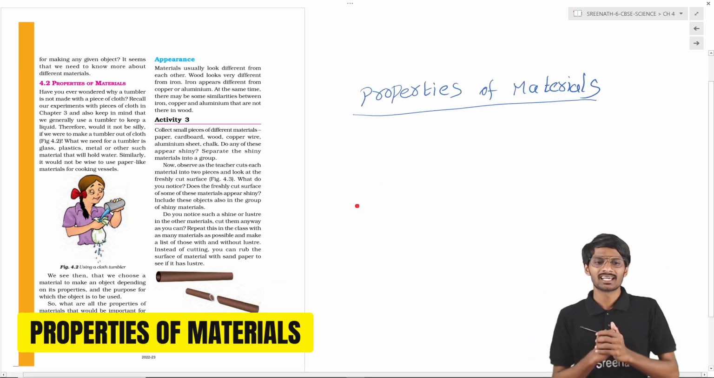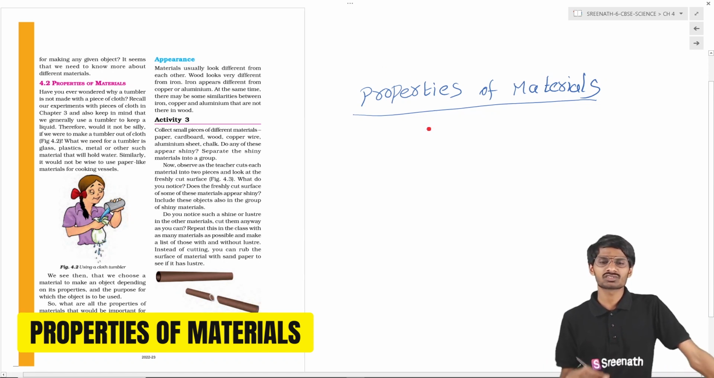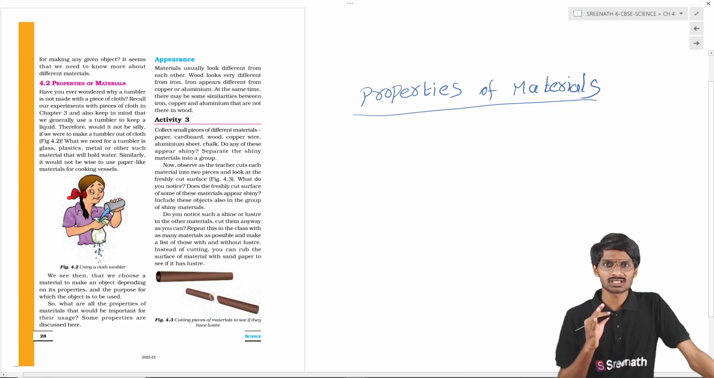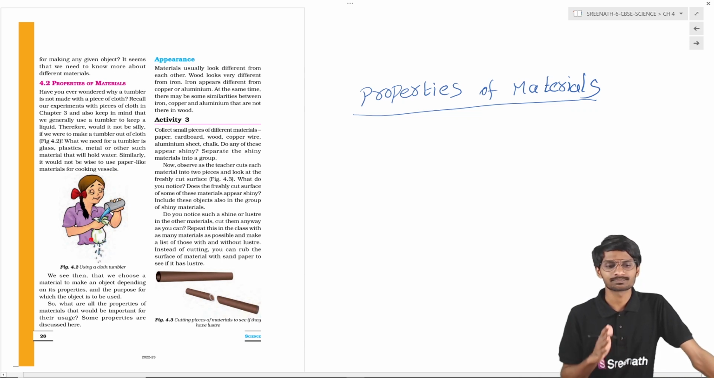Hello students, now we will discuss the properties of different materials. We will use a tumbler to hold water. If the tumbler is made with paper, what happens if you pour water? The water will come out of it. So we will decide which objects are to be made from which materials based on the purpose.